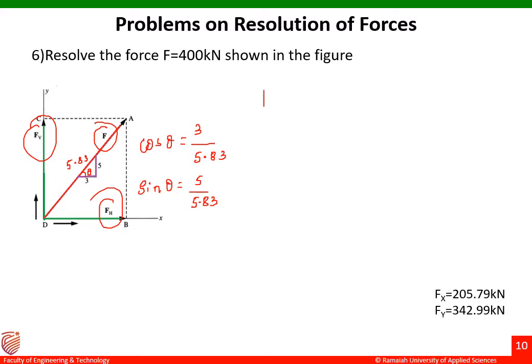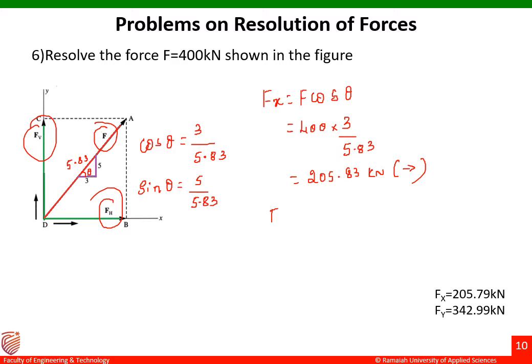So let me write the formula Fx equal to F cos theta, and let me substitute the value of F. F is 400 into cos theta. Cos theta is 3 by 5.83. So we are going to get the answer for this as 205.83 kilonewton. You can see it is acting in the first quadrant. Let me write the direction like this, towards the right.